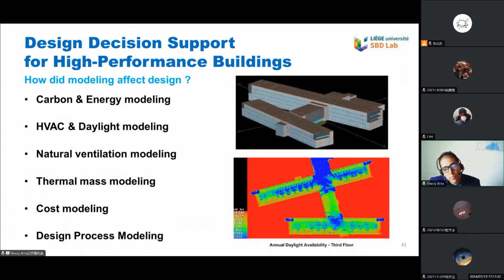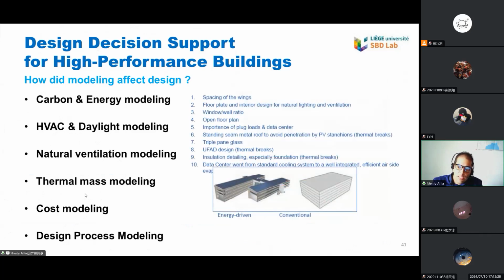Well, we use building modeling for design decision support. If you are a designer, you will need to make big choices, and you will need to check the influence of certain design options on the carbon emissions, on the energy use, on the HVAC choices you are making, and the sizing of your systems, including the renewable systems, daylighting, natural ventilation, the thermal mass. Also, you need to do cost modeling, and you will always need to model the design process itself, the workflow. So in this context, we can see here an example of a building in the United States.